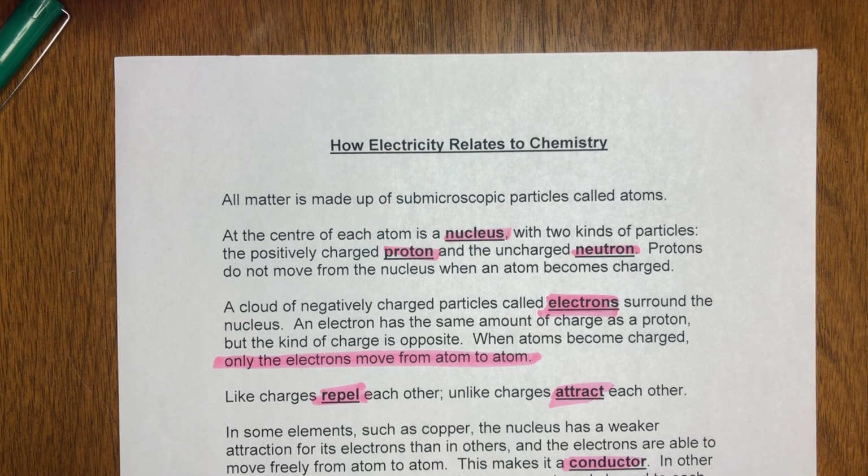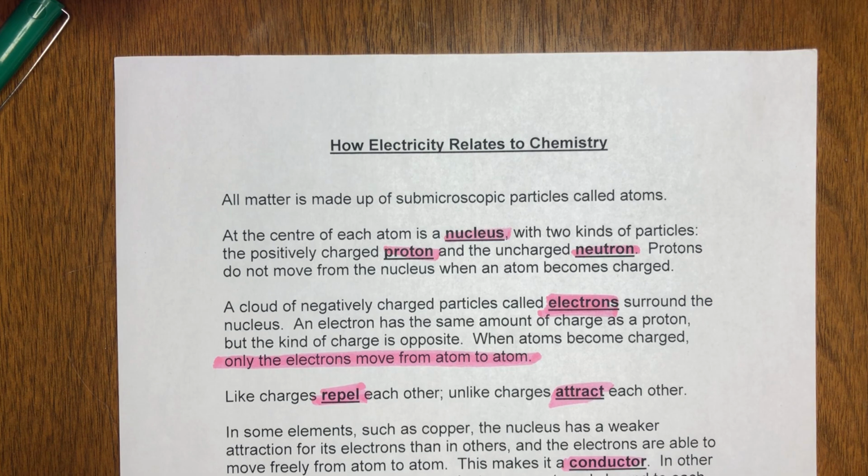A cloud of negatively charged particles called electrons surround the nucleus. An electron has the same amount of charge as a proton, but the kind of charge is opposite. When atoms become charged, only the electrons move from atom to atom. This is because they are not contained in the nucleus. A premise behind electricity is that like charges repel each other and unlike charges attract each other.